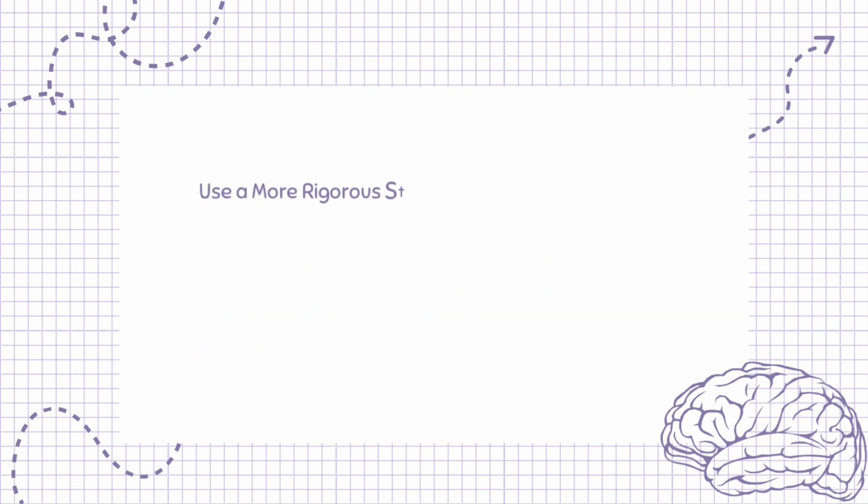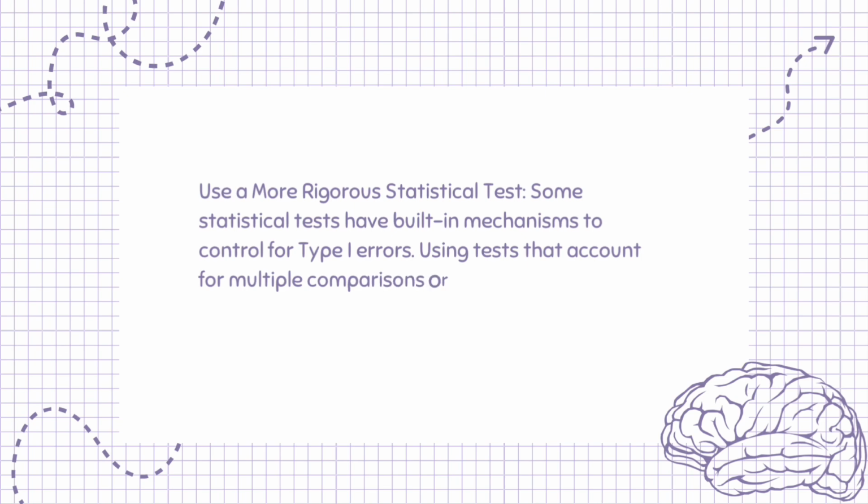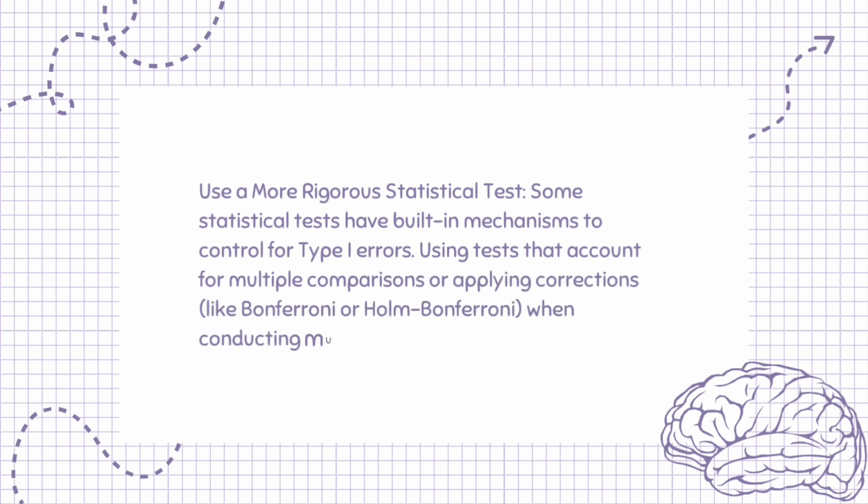Use a more rigorous statistical test. Some statistical tests have built-in mechanisms to control for Type 1 errors. Using tests that account for multiple comparisons or applying corrections, like Bonferroni or Holm-Bonferroni, when conducting multiple tests can help reduce the risk.